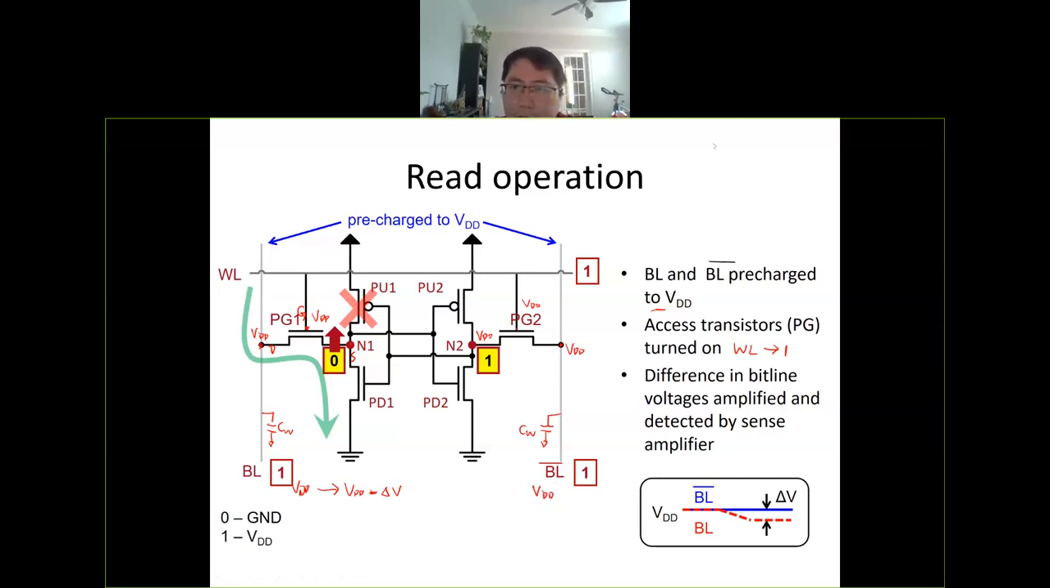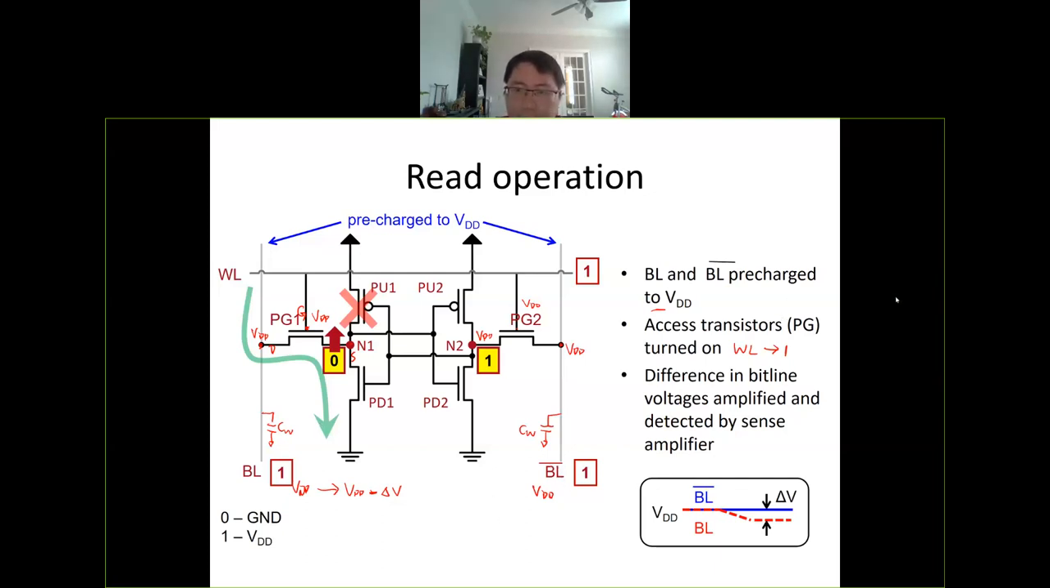I got one question. So on the red line, the VDD will discharge. Red line, yes. Here, this is the bit line. The bit line will discharge because the current flows from the PG1 to the PD1 and to the ground. So the bitline voltage will decay, will change, but the bitline bar will stay.